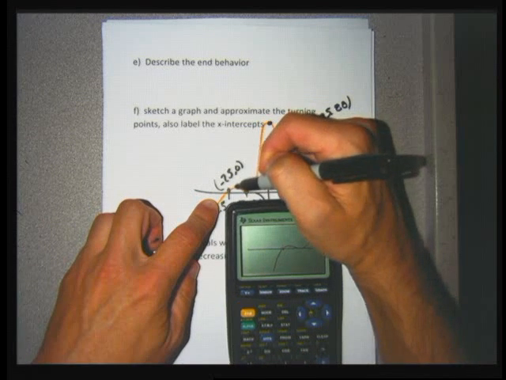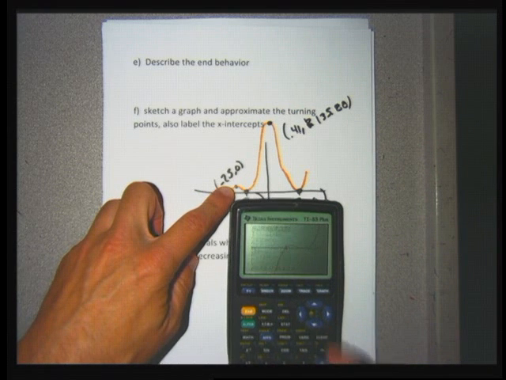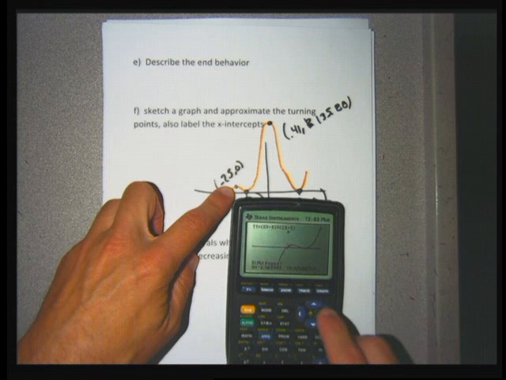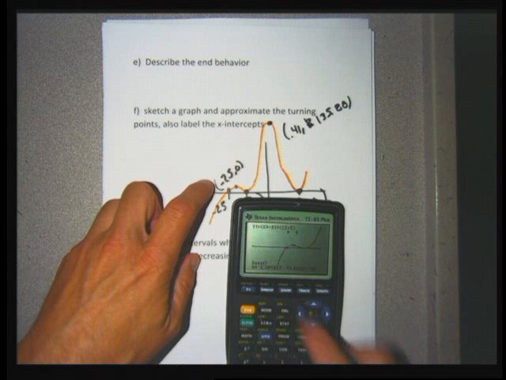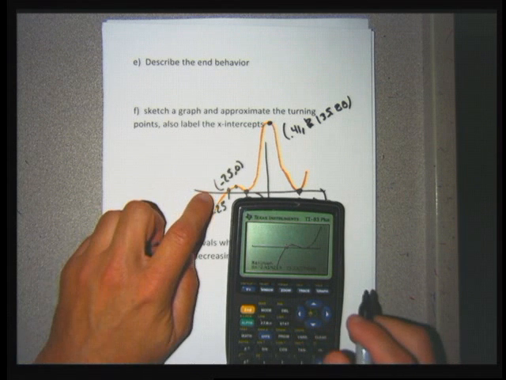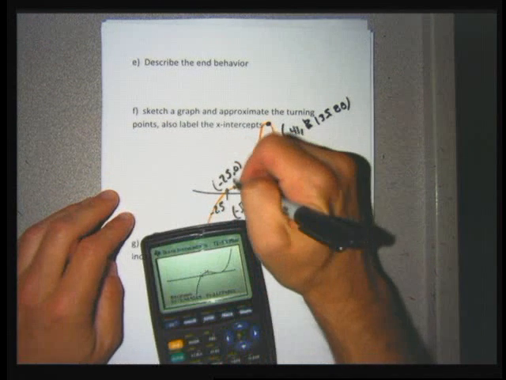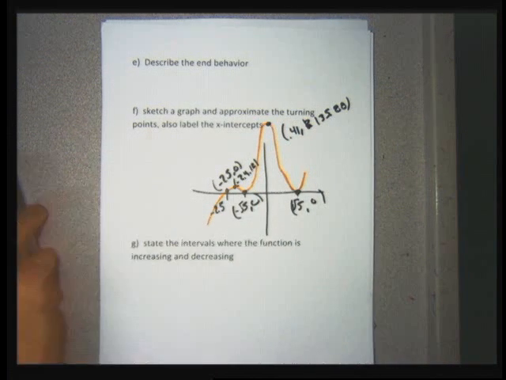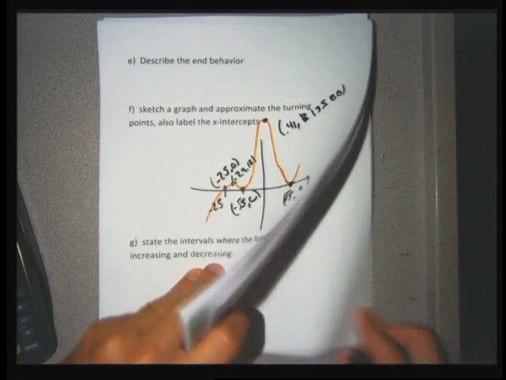I'm going to get that turning point as well by going second calc, maximum, trace to the left of that high point, hit enter, trace to the right of that high point, hit enter, and then get as close as I can to that high point and hit enter. And that is the point, negative 2.4 comma 0.12. I'm going to write all of this on another piece of paper because I'm not content with that. So this is a better picture.